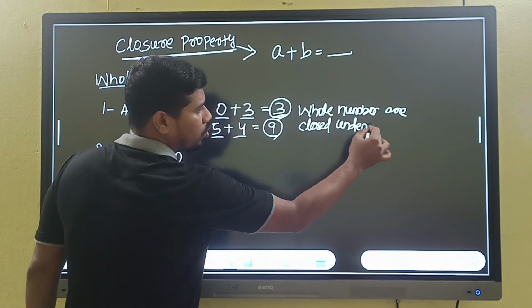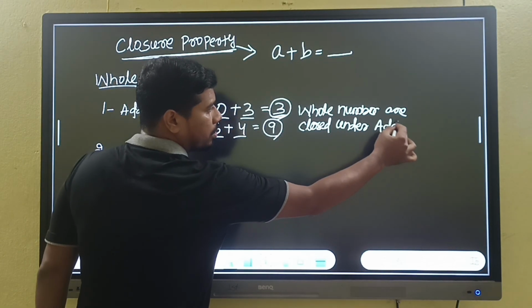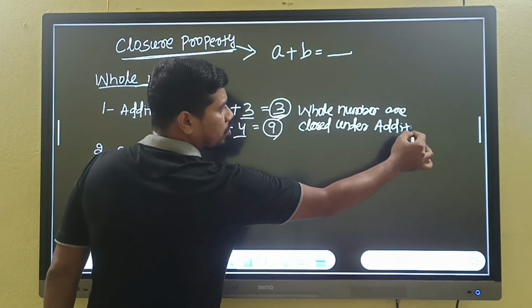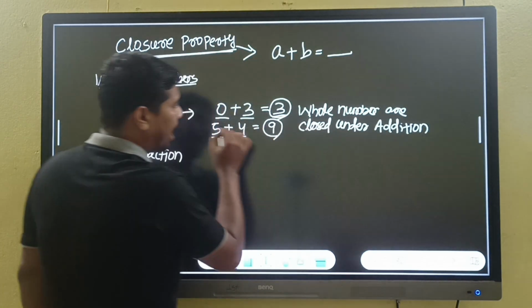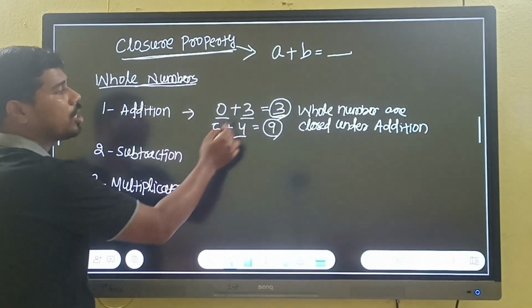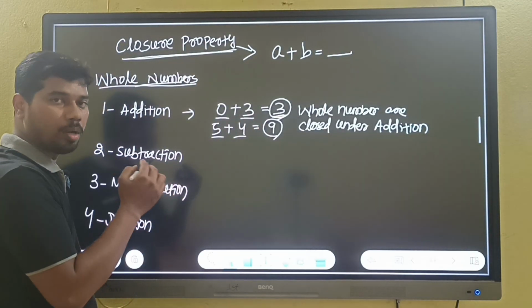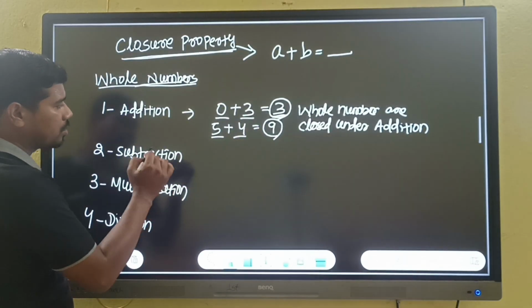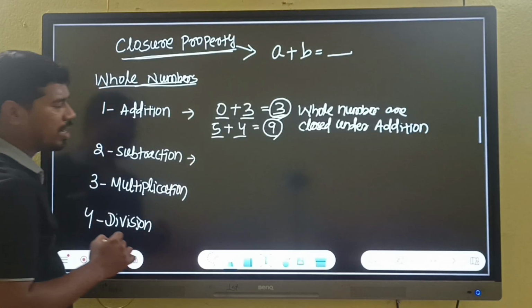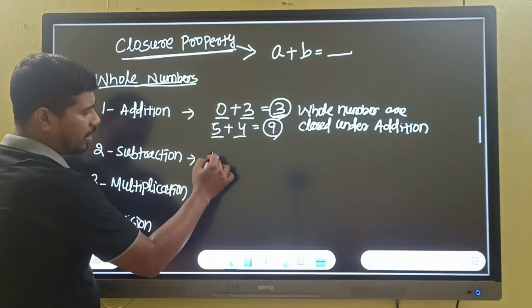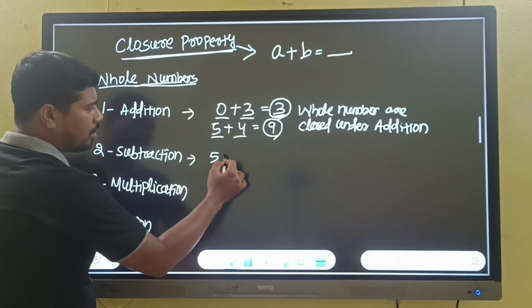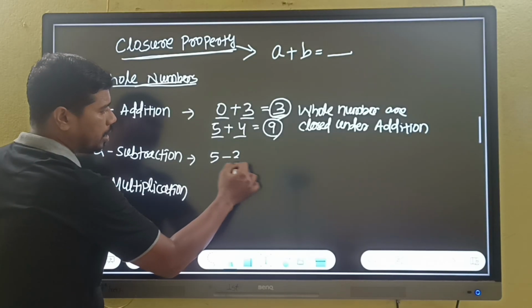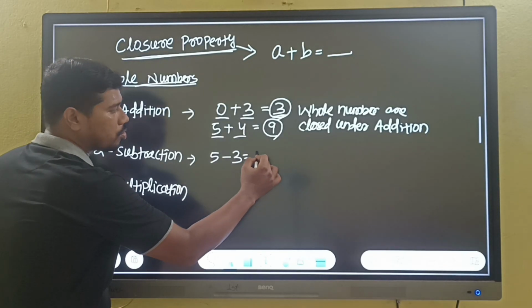Whole numbers are closed under addition. Why is addition closed? Because when we add two numbers, the result we get is also a whole number. Now we'll check subtraction. Let's take one example. 5 is a whole number and 3 is also a whole number. If we subtract, the result is also a whole number.